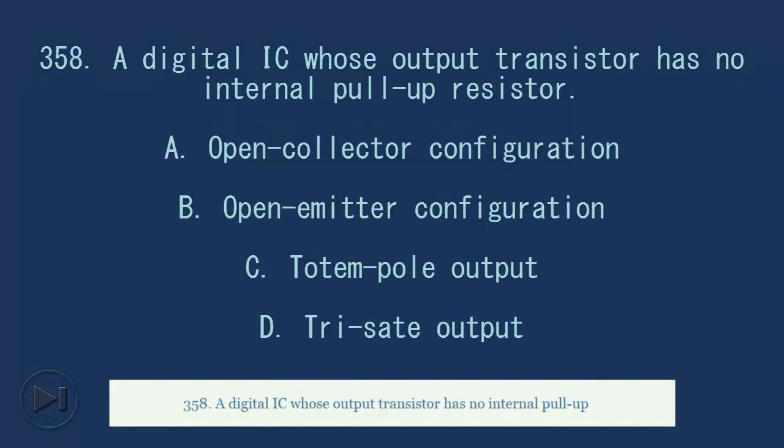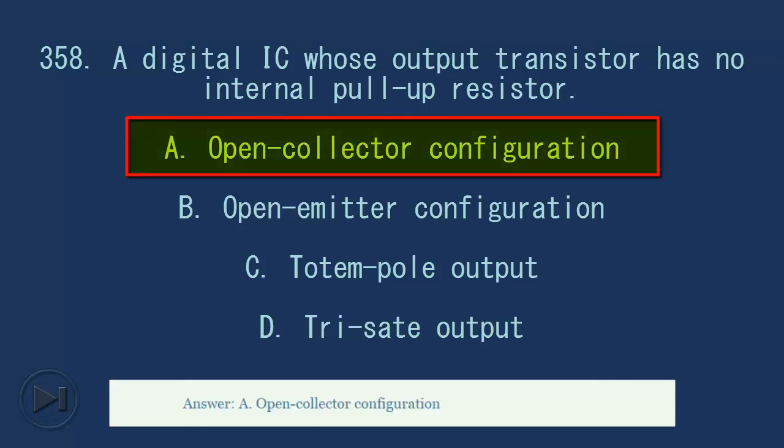358. A digital IC whose output transistor has no internal pull-up resistor. A. Open collector configuration. B. Open emitter configuration. C. Totem pole output. D. Tri-state output. Answer, A. Open collector configuration.